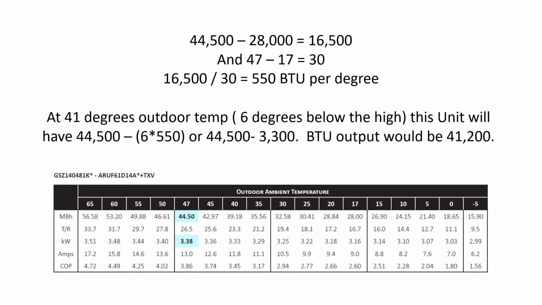So at 41 degrees, the outdoor temperature is 6 degrees below the high. The unit will have the 44,500 minus the 6 degrees times the 550 BTU per degree, or 44,500 minus 3,300. So the BTU output would be 41,200.